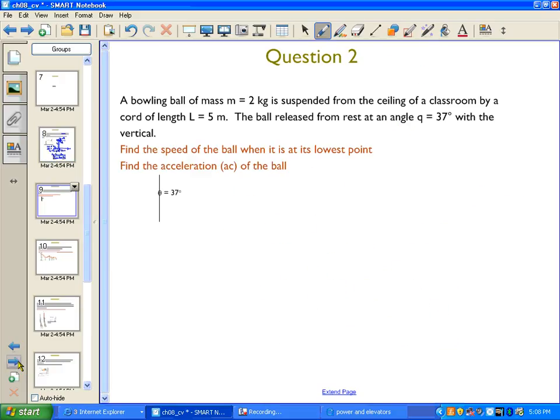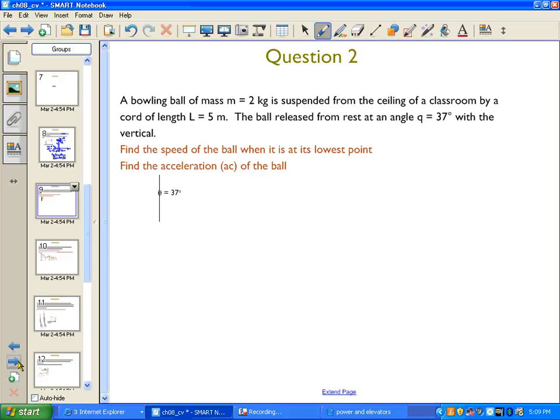Here, we're told that a bowling ball of 2 kilograms is suspended from the ceiling of a classroom by a cord of 5-meter length. The ball is released from rest at an angle of 37 degrees with the vertical. We are asked to determine the speed of the ball at the lowest point and the centripetal acceleration.